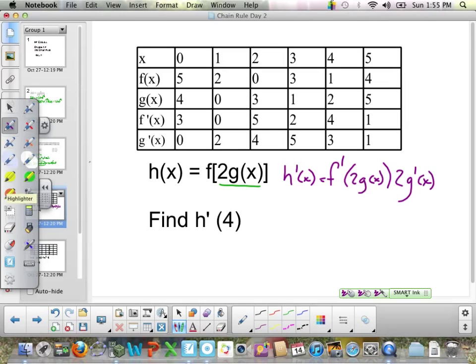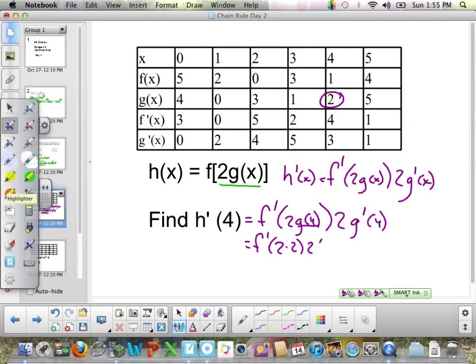And then here all we got to do is plug in 4. So this is f prime of 2 times g of 4 times 2 times g prime of 4. Then we just read it off the chart. G of 4 is 2. So we got f prime of 2 times 2, which is 4.